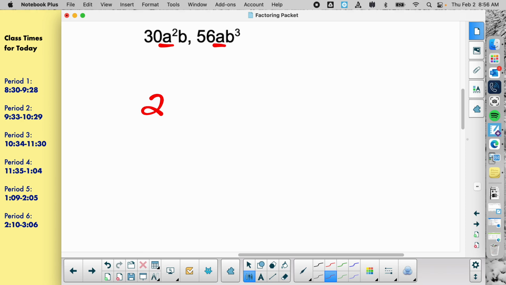We have an A squared and we have an A. The most they share is 1 A. Then we look at the next letter. 1 B, 3 B's. The most they share is 1 B. This is going to be the greatest common factor for the letter monomial expressions.